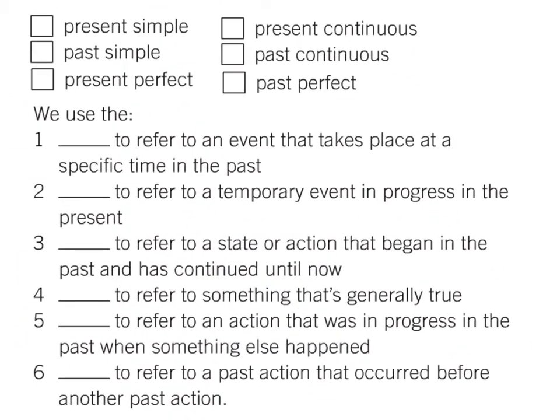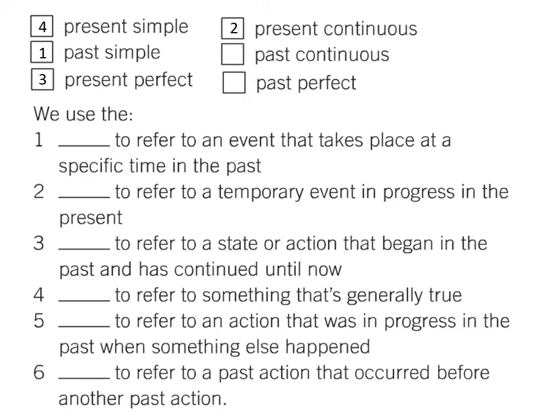As we had already mentioned, we use the past simple to refer to an event that takes place at a specific time in the past. And of course, we use the present continuous to refer to a temporary event that is in progress in the present time. In a similar way, we use the present perfect to refer to a state or action that began at some specific point in the past and is true until now.